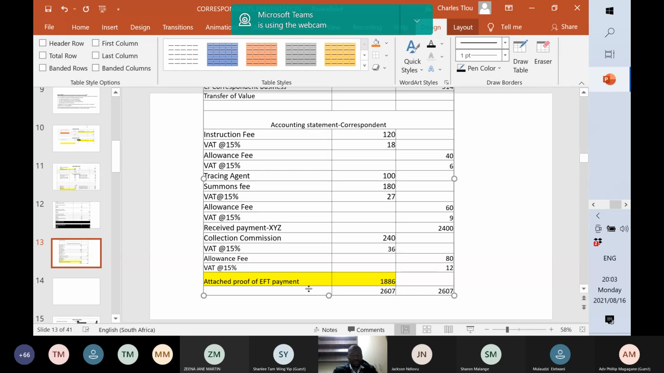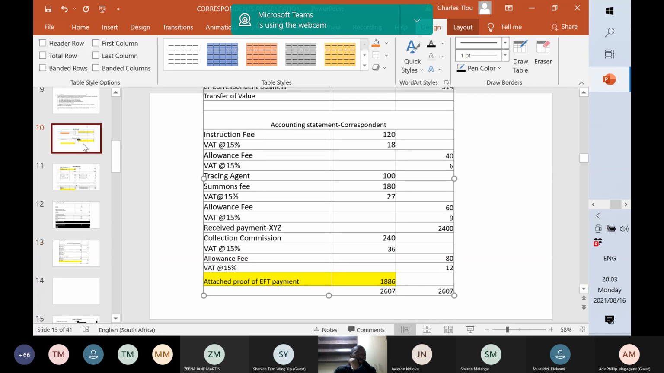Now at the bottom there, the balance says attach proof of EFT payment in the amount of 1886. Now remember, this statement goes to the correspondent here. The proof of EFT payment is 1886, and this 1886, as I said, goes to the correspondent here.